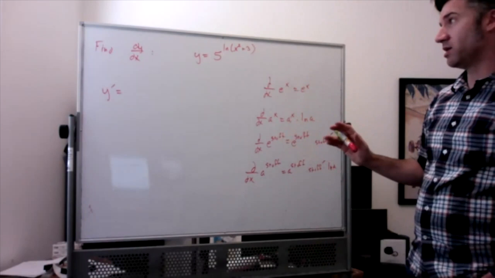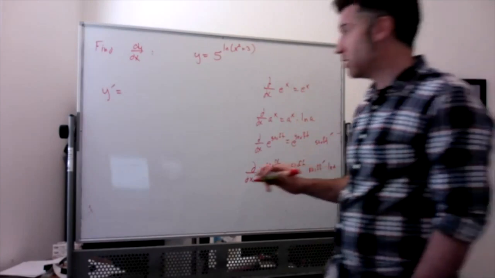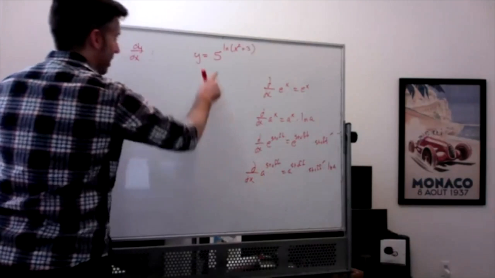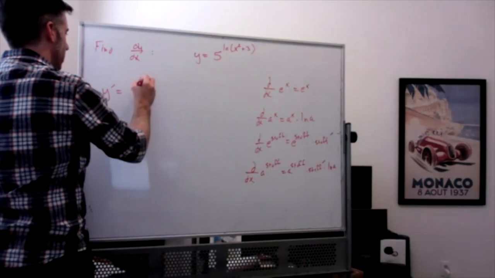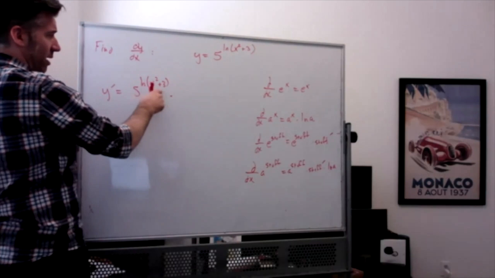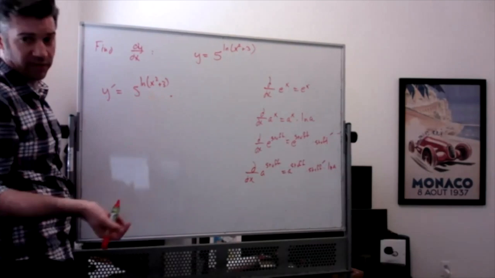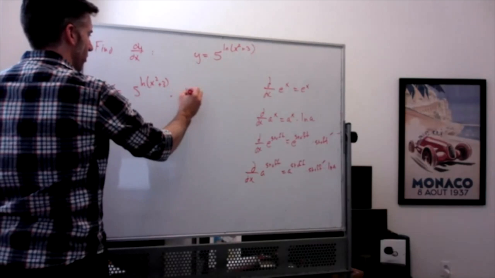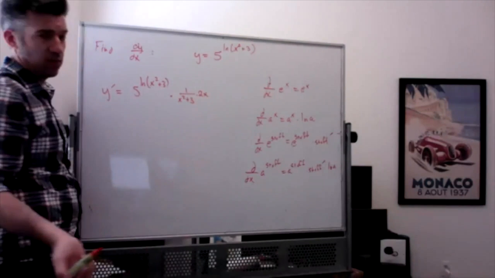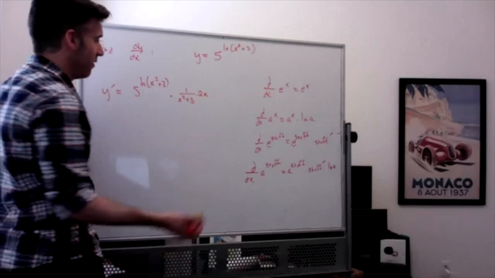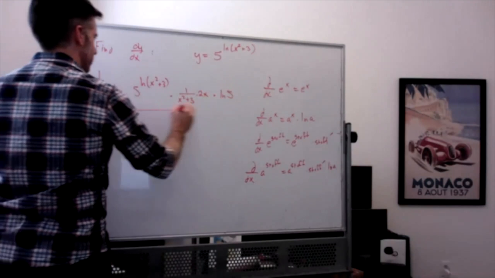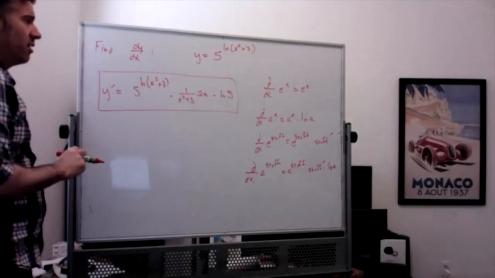Since my base is a constant, I can just say the derivative of a to the stuff is a to the stuff times the derivative of that exponent. The derivative of the natural log of x squared plus 3 is 1 over x squared plus 3 times 2x, which is 1 over the stuff times the derivative of the stuff, and then times the natural log of 5. That'd be perfectly fine.